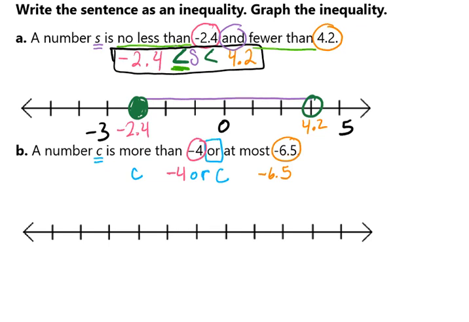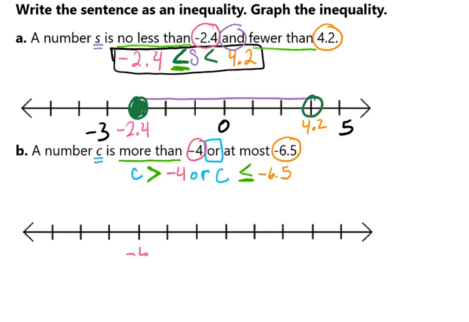So here it tells us that C is more than negative 4. It doesn't say more than or equal to, or at least negative 4. It says more than. So that's going to be strictly greater than. Then it says at most negative 6.5. So if it says at most, that means it can be negative 6.5. It just can't be more than that. So we're going to have less than or equal to.